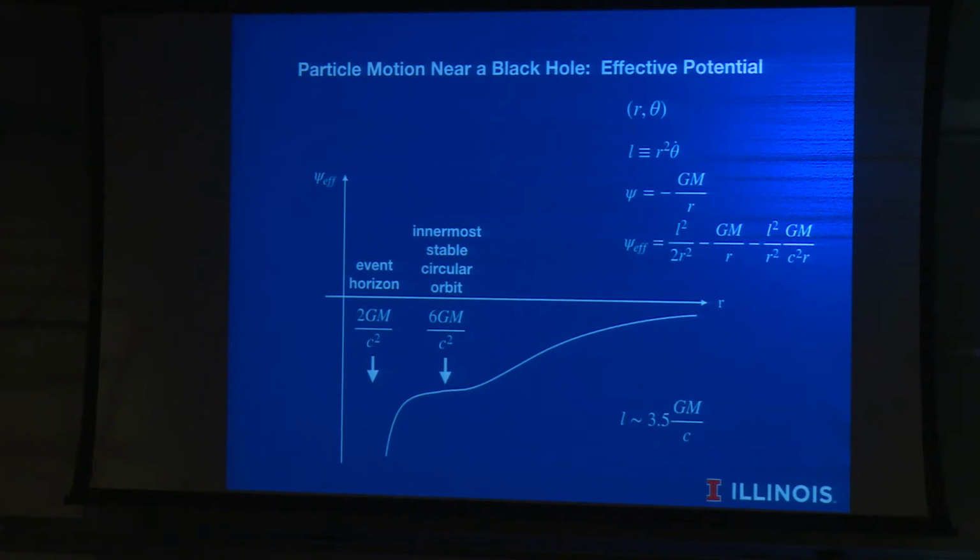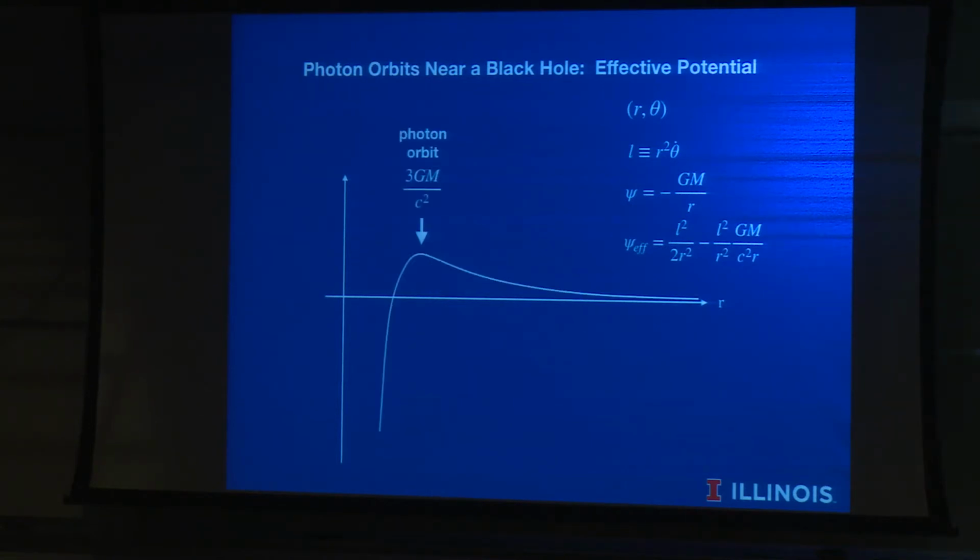Okay, so next, let me ask what happens to this effective potential if we consider the motion of photons rather than massive particles. In that case, we obtain an expression that looks like this. And now the effective potential just has a single maximum. That means there is a circular orbit around the black hole for a photon, and it's right here at 3GM over c squared.